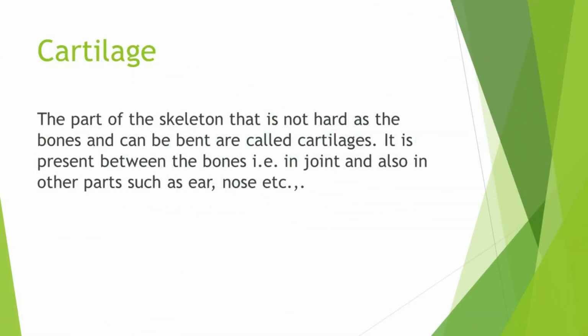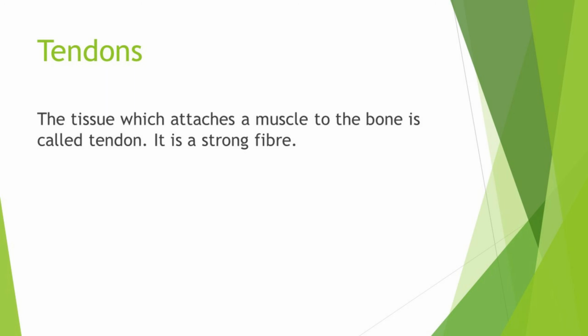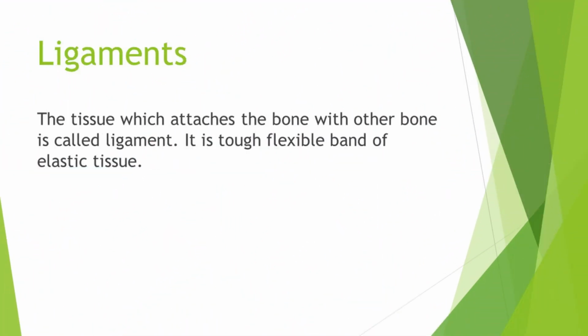Now what is cartilage? The part of the skeleton that is not as hard as bone and can be bent is called cartilage. It is present between the bones in a joint and also in other parts such as the ear, nose, etc. So cartilage is soft bone. Next is tendon. The tissue which attaches a muscle to the bone is called a tendon, and it is a strong fiber. Ligaments: the tissue which attaches a bone to other bones is called a ligament. It is a tough, flexible band of elastic tissue.